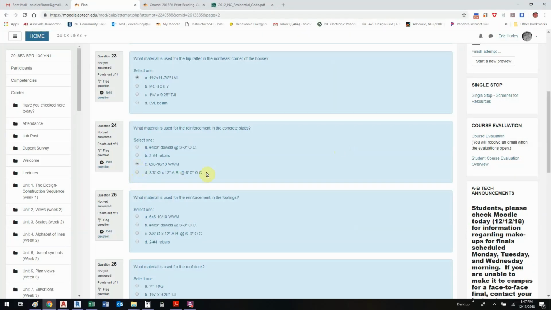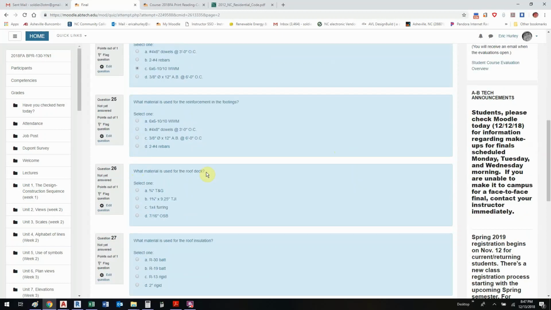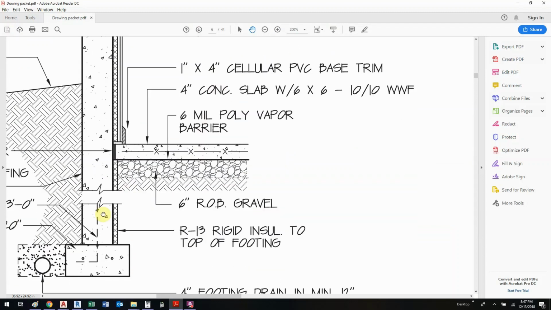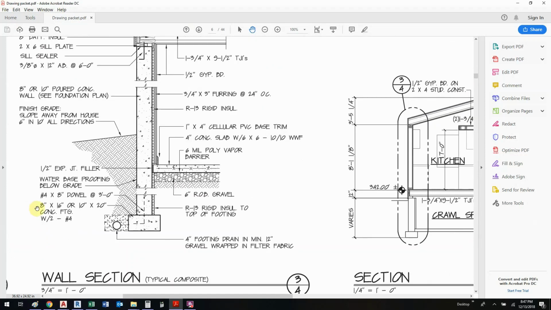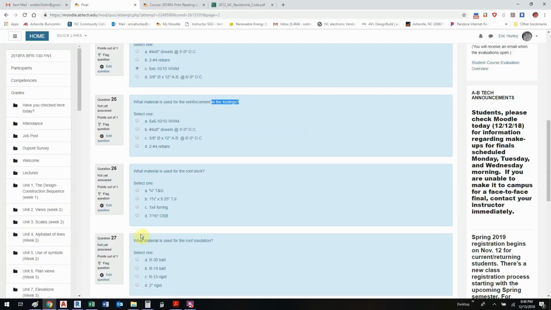Bam. Number 25. What material is used for the reinforcement in the footings? Footings. Okay? Not the footings to the wall, but in the footings. That's the big key word there, in the footings. If you look down here in these footings, this note tells us we have 8 by 16 or 10 by 20 concrete footings with 2 number 4 rebars. Some of you wanted to count that dowel right there, but the dowel is holding the wall to the footing. It really does not have any strength for the footing itself. So 2 number 4 rebars.